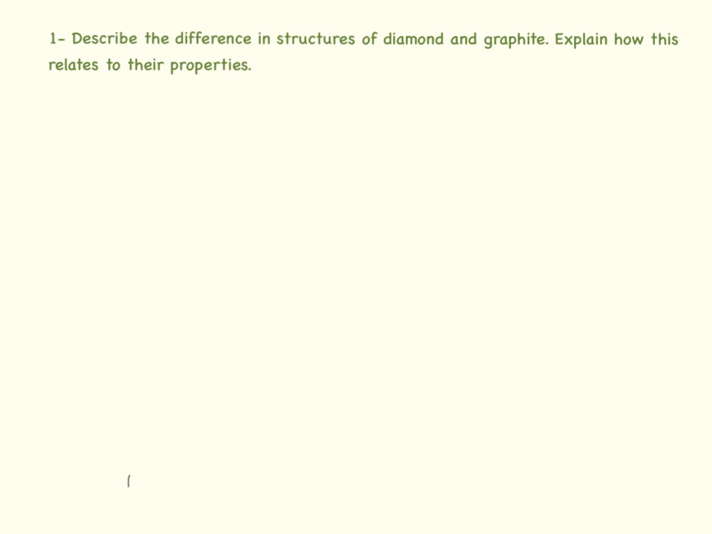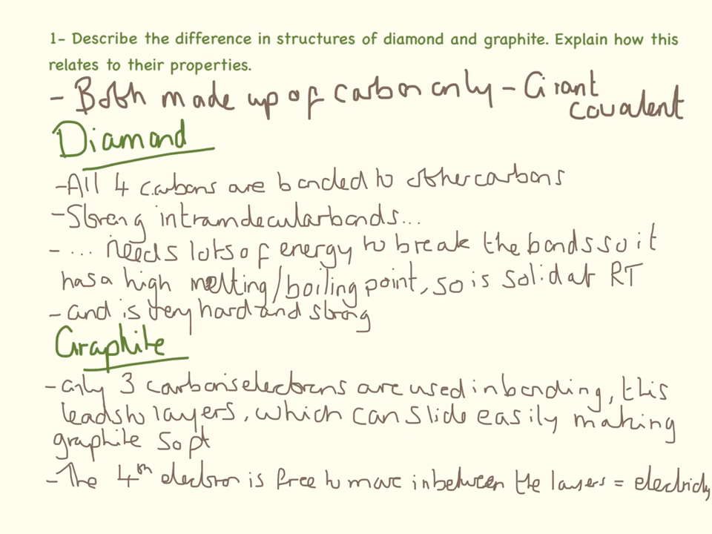So this is our first question about diamond and graphite. Hopefully you know that both diamond and graphite are purely made of carbon, but their structure and their properties are very, very different. So I'm just going to quickly write down the answer and get back to you and explain it in a second. So this is my answer here.